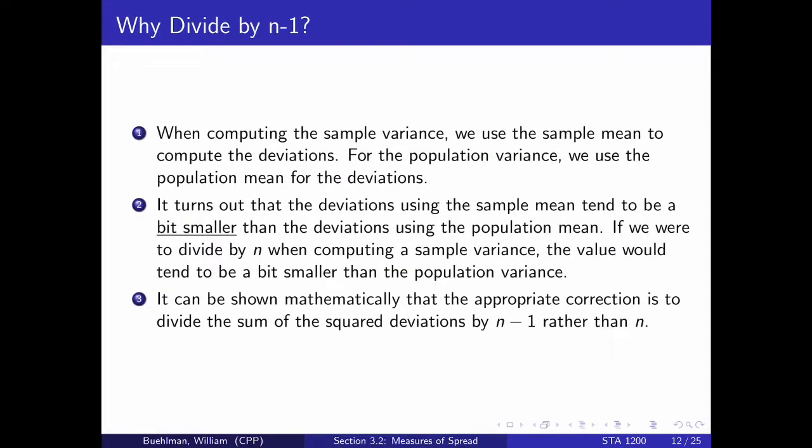You may ask, why do we divide by n minus 1? If the population was just n, why is the sample n minus 1? When we compute the sample variance, we use the sample mean to compute the deviations. For the population variance, we use the population mean. It turns out that the deviations using the sample mean tend to be a bit smaller than the deviations using the population mean. If we were to divide by n instead of n minus 1 when computing a sample variance, the value would tend to be a bit smaller than the population variance.